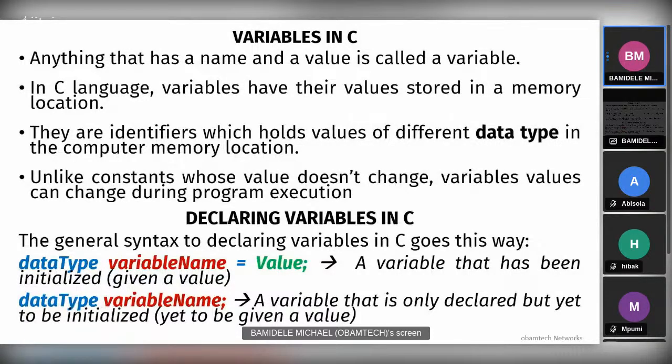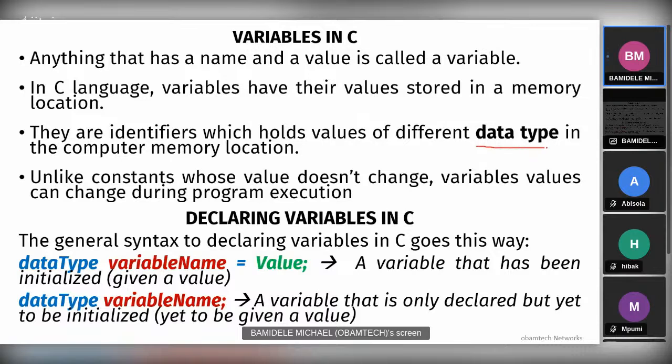And these are our variables in C. Variables are used to hold values as we talked about. And what makes variables unique is the type of data they are holding. So if it is a number, if it is a string, if it is a character, if it is a float, if it is an array, it is what?